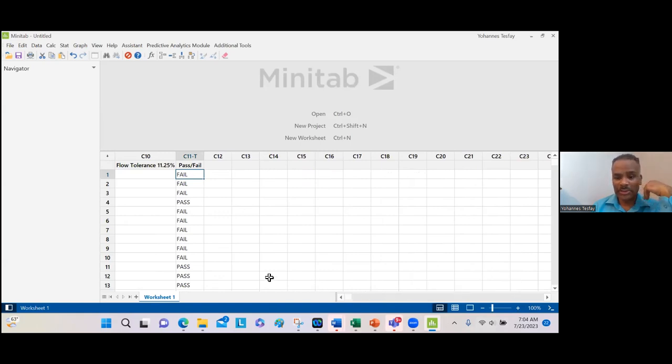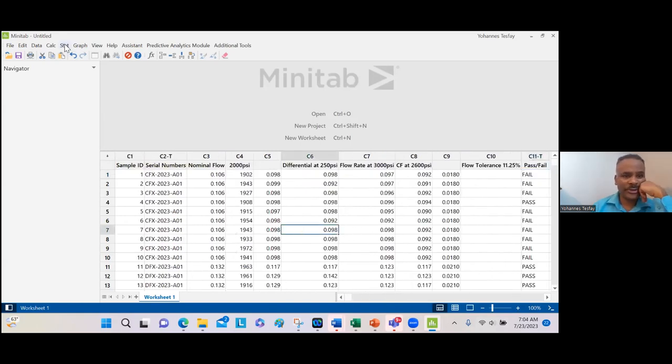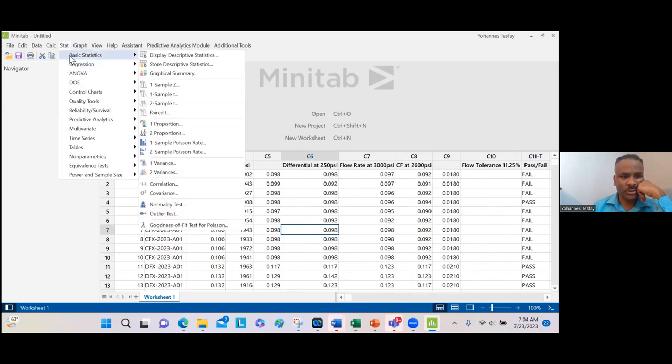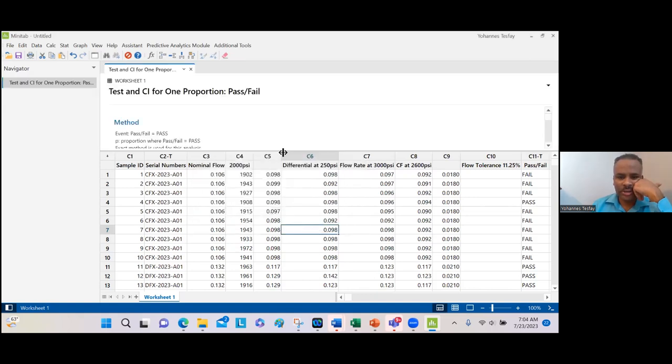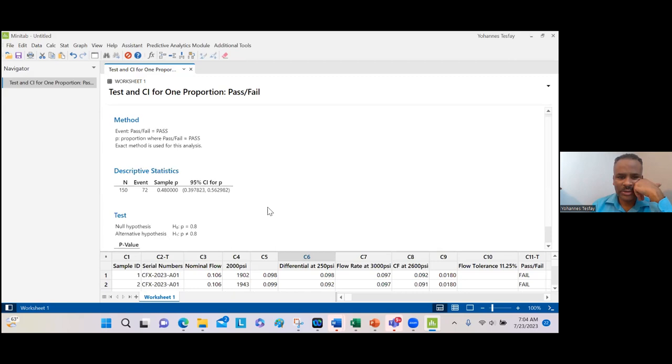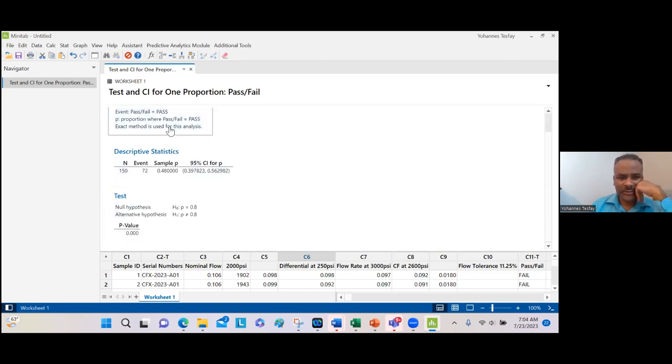Start, go to basic statistics and proportion, this proportion. Then you're going to just select pass fail. Okay, this is perform a test, and that's going to be 0.8. Then you're going to say okay. So this is what you get. This is a test of proportion at 0.8, and the p-value is right here.